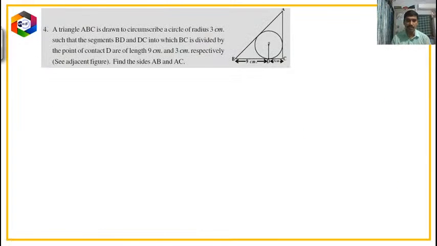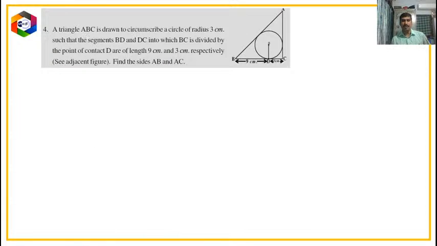And another important question, this is also: a triangle ABC is drawn to circumscribe a circle of radius 3 centimeter. That means the triangle is outside. That means the circle is inscribed and the triangle is circumscribed. That means it touches the sides, the circle, and the triangle is outside of the circle. That is the meaning of that. And whose radius is 3 centimeters. Okay, children. Here the radius of the circle is 3 centimeters.